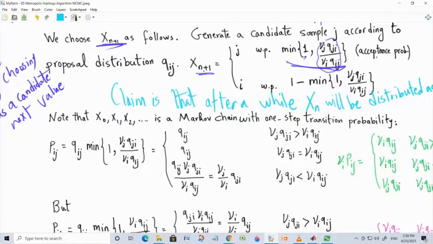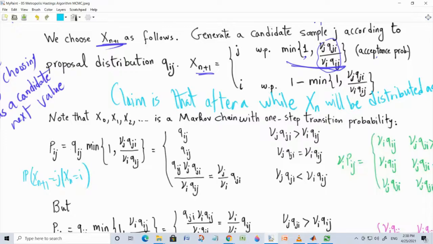Okay, what is the probability that you will go from i to j? What is the probability that you go from i to j? So X_{n+1} = j, given that X_n = i. How can you make this transition? You need two things.